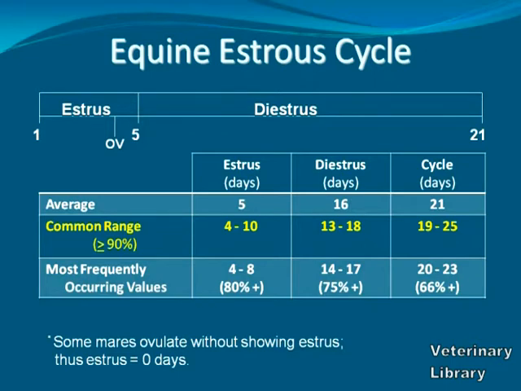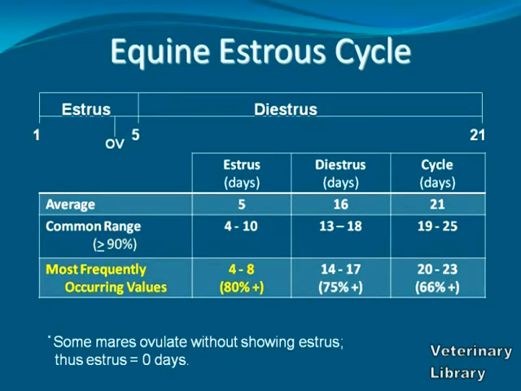Notice that the common range for the total cycle length is not simply the addition of the estrus and diestrus values. 4 plus 13 does not equal 19, and 10 plus 18 does not equal 25. The reason for this is that mares with shorter heats tend to have a longer diestrus, and mares with a longer heat tend to have a shorter diestrus. Thus, there is some compensation going on.